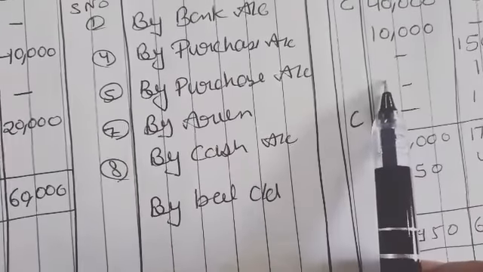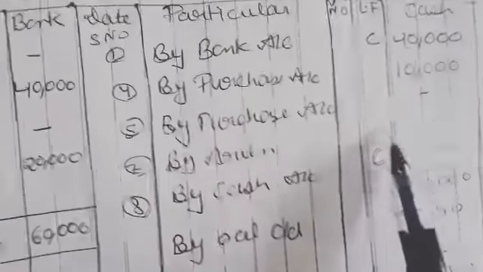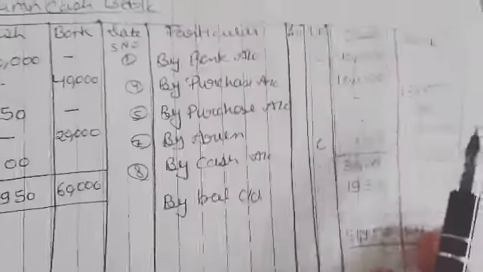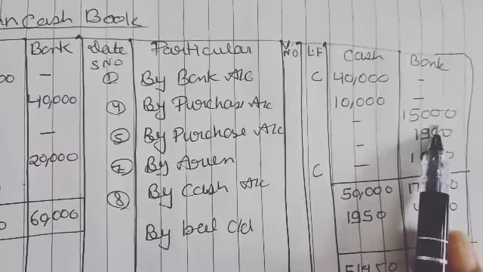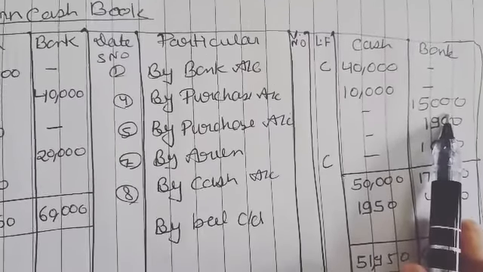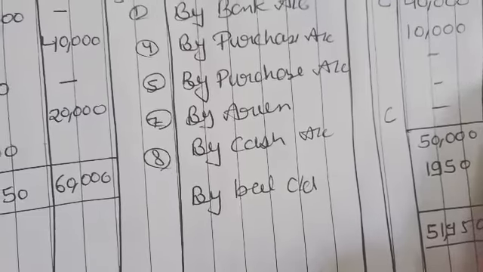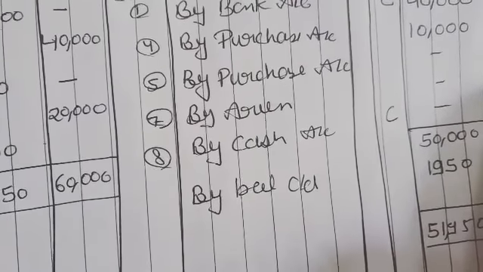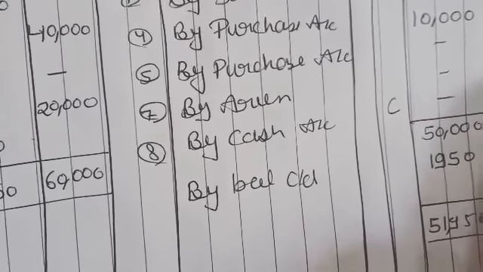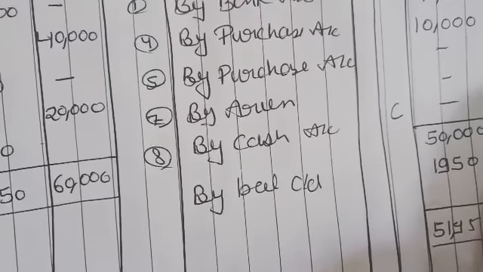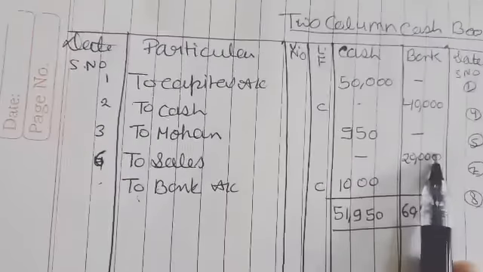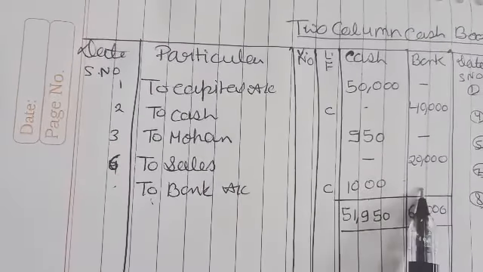Again, the entry is bought goods by cheque. If we purchase the goods through cheque, the entry will be purchase account debit to bank. Here it is written by purchase, but this 15,000 will be written in the bank column because we purchased by cheque. Next is sold goods for cheque 20,000 and deposited in the bank. Sold goods, here it is written to sales 20,000 because we have sold by cheque.